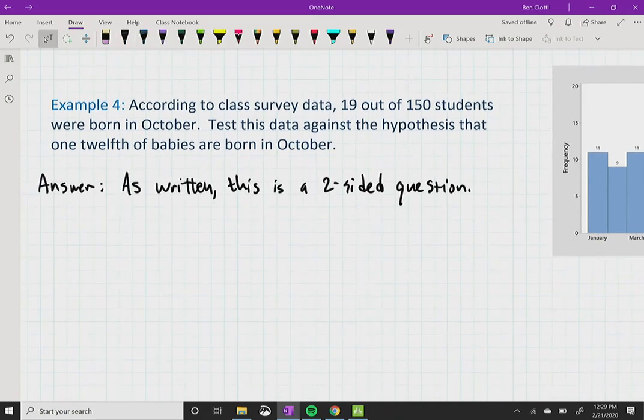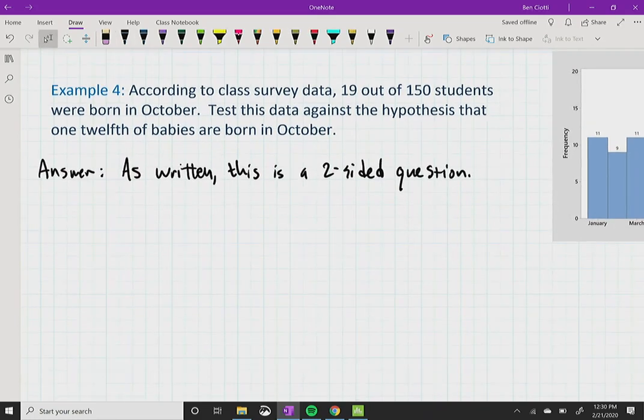So, to form our answer, let's follow the various steps. The first step was to create a hypothesis. So we're going to let p equal 1/12. That's the hypothesized proportion of births that occur in October.